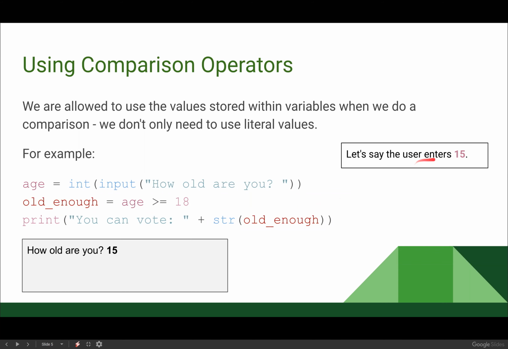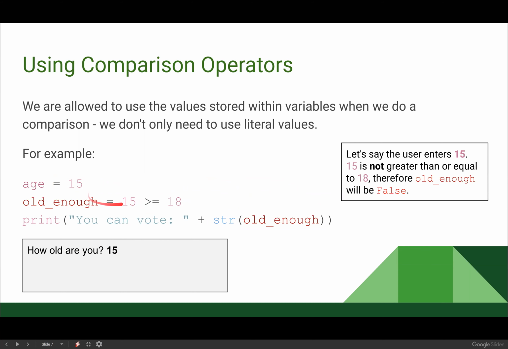So let's say the user enters 15. So I type in 15, and I replace that whole value. Age is going to equal 15. I replace age down here with its value. Is 15 greater than or equal to 18? No. So old enough will equal false. So when I print you can vote, false, because old enough was not true.